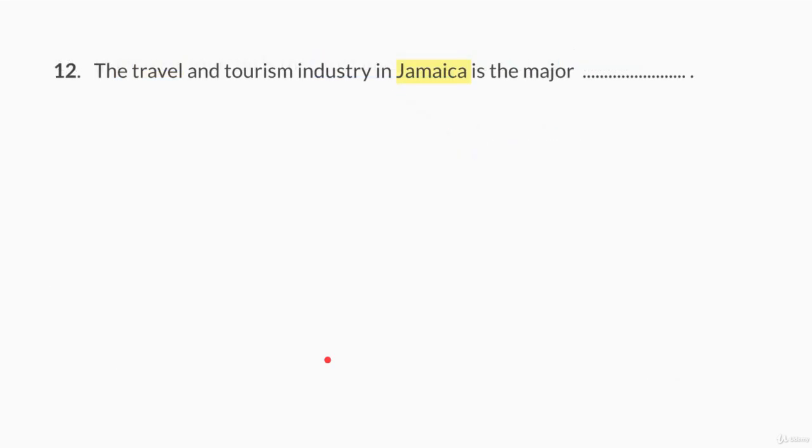Now let's go ahead and answer our second question. So the second question was, the travel and tourism industry in Jamaica is the major what? And the word Jamaica was our keyword in this case.